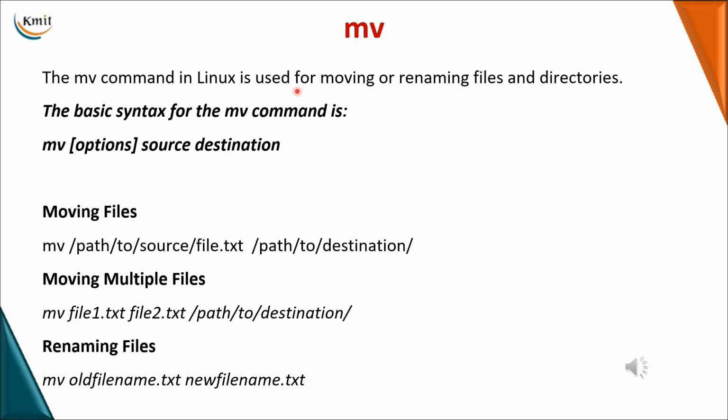We have the next command here, which is mv. mv here stands for moving or renaming files. If you want to move a file, you have to specify the source as well as the destination. So mv, this is the path of your source and this is the path of your destination. The file.txt will be moved from the source folder to the destination folder. And you can even move multiple files at a time, where we write mv file1.txt file2.txt, and they will be moved into your destination folder.